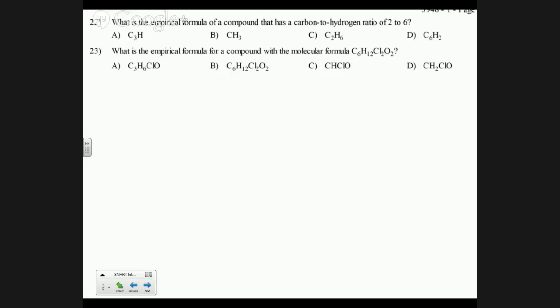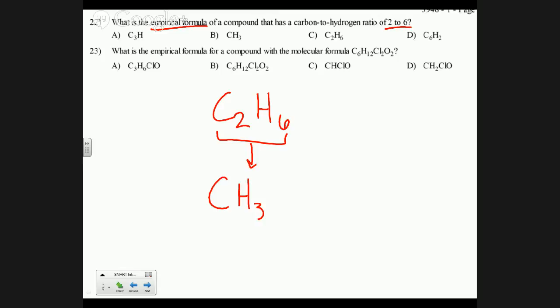Right, 22 and 23. In the year 2014, this will not be on the quarterly, but it probably will be this topic in the future. So I'll show you how to do it right now. Empirical formula is the most simplified formula, and it wants it for a molecule that has a carbon-hydrogen ratio of 2 to 6. So this would be our formula, C2H6. Well, that could simplify into CH3 if I divide each thing by 2. So that's my answer.